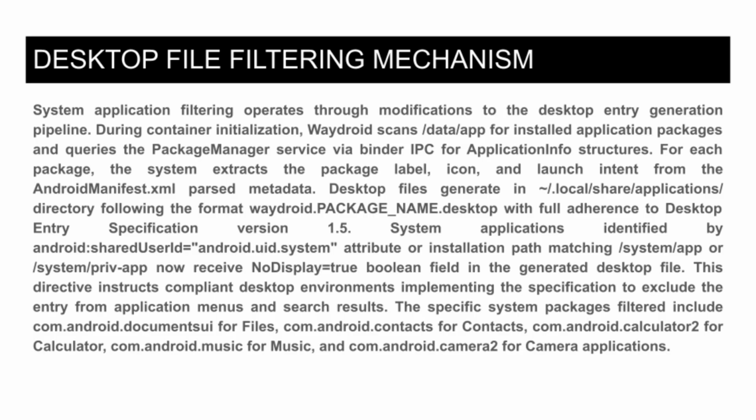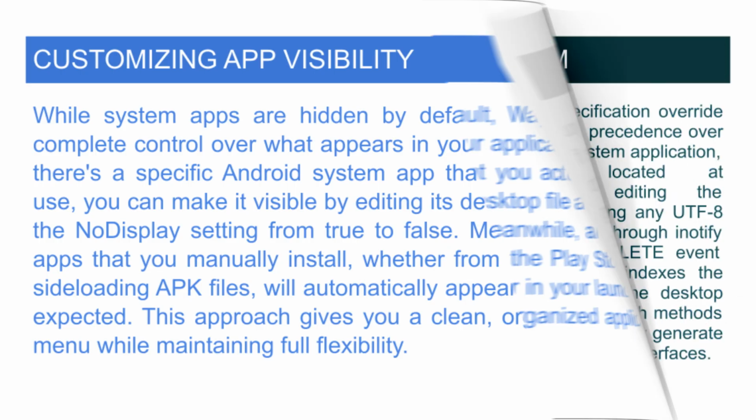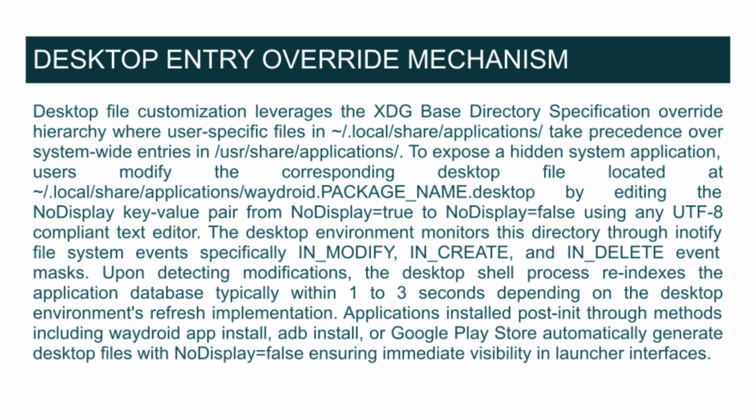Version 1.6.0 solves this elegantly by hiding these system apps from your desktop application menu by default. The apps are still there if you need them. You can still access them from within the Waydroid full UI, but they won't show up alongside your regular Linux applications anymore. If there's a specific system app that you actually want to use and want it visible in your launcher, you can manually edit its desktop file and switch the no display setting to false.